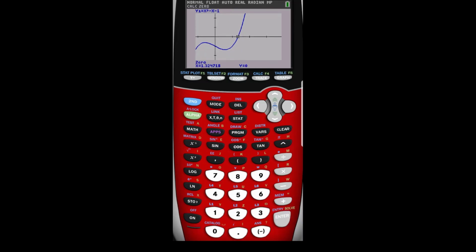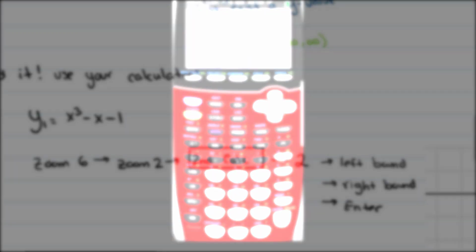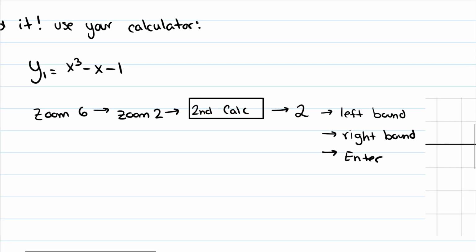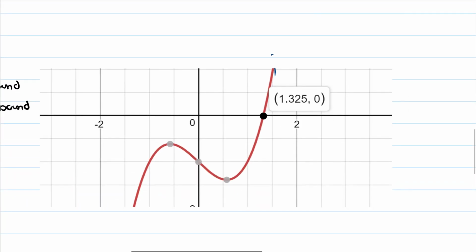And I push enter. So now I have my 0, which is 1.324718 approximately. And so in calculus, we're going to truncate. So we're going to go 3 decimal places and then stop. So based off of our graph, we got that x is about 1.324718. And so by truncating, we're going to say x is about 1.324. Again, truncate means you go 3 decimal places and then stop. So if we look at the graph, we can see that the x-intercept is right there.